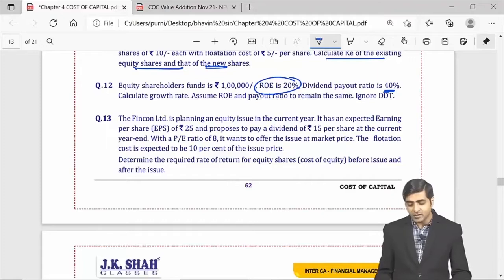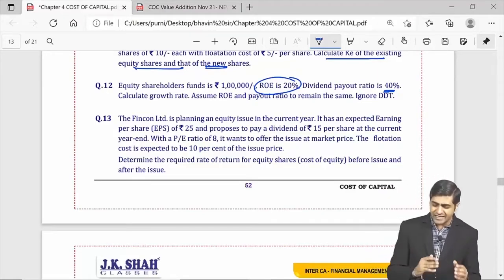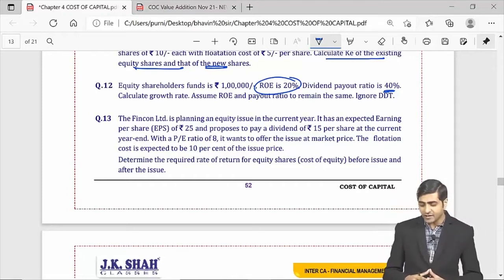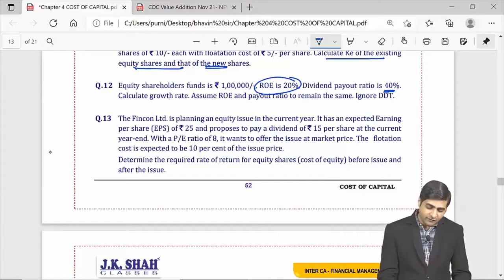Question number 13, here my dear students, if you want to calculate your KE, in this particular case the growth rate will be calculated by using the formula EPS minus DPS upon market price per share.